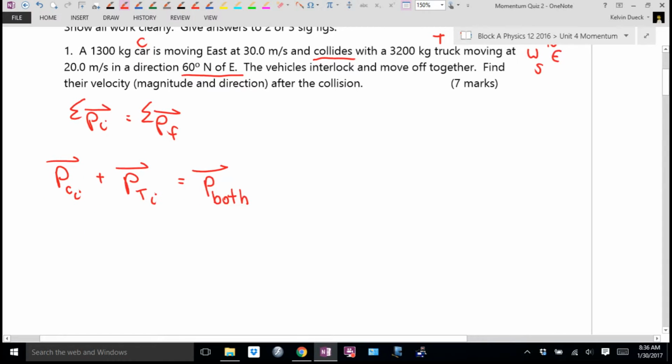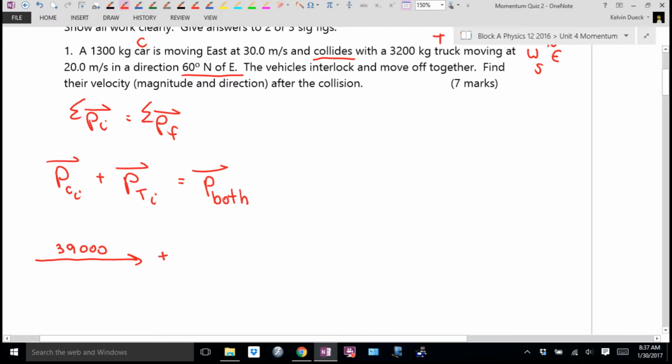I'm going to draw a little picture here. Car is going due east, so the car is going to go that way. Its momentum is going to be 39,000. I can do that in my head. 13 times 3. Add some zeros.